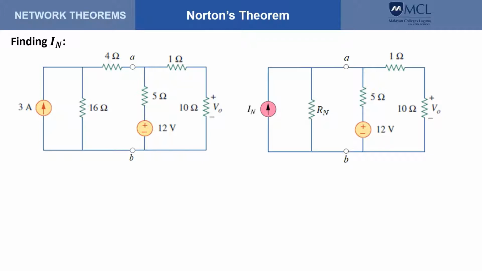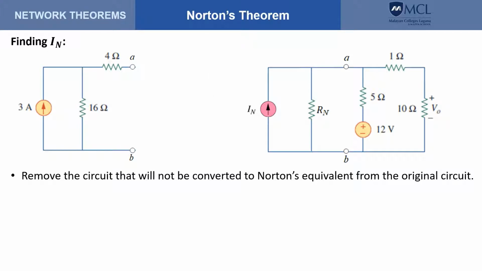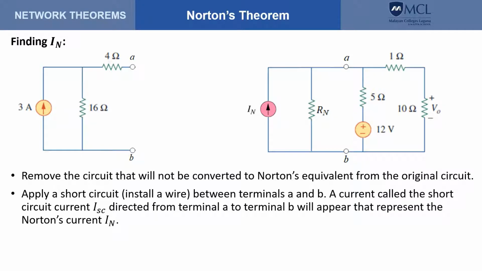Similar to Thevenin's, in order to find I sub n, we also remove the circuit that will not be converted to Norton's equivalent. So we remove that part that is not to be converted. And then we apply a short circuit. That means we install a wire between the open terminals A and B, like that.